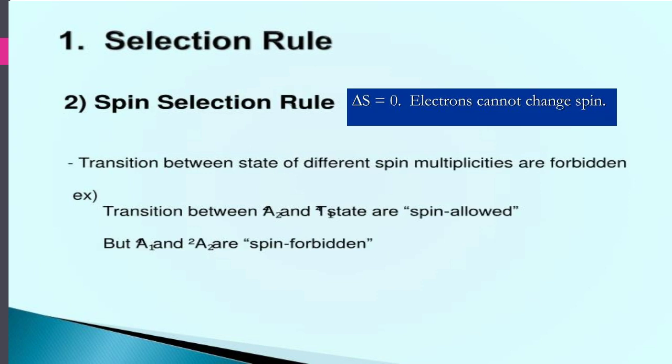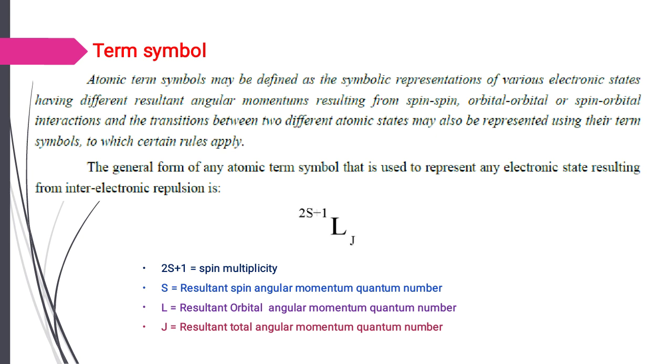The second rule is called the spin selection rule. That means transitions between states of different spin multiplicities are forbidden. If delta S is not equal to 0, then it is not allowed. Only if delta S is equal to 0 can the electron transition occur. That is called the spin selection rule.